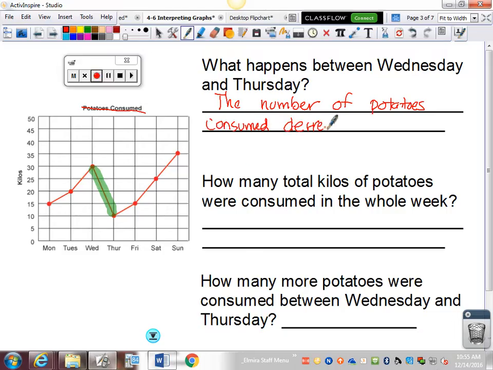Decreased. Notice I did not say the word it. It, I'm sure your other classes, English, social studies, have told you never use the word it.